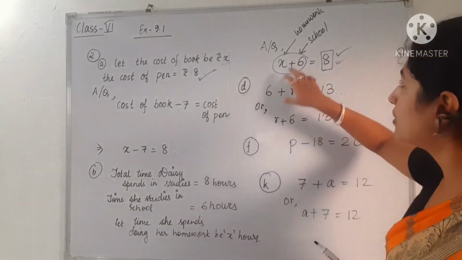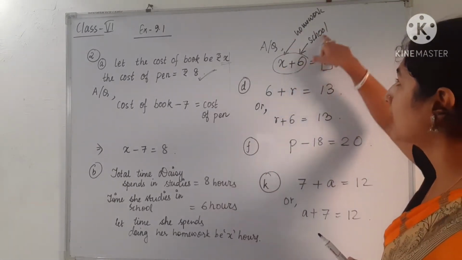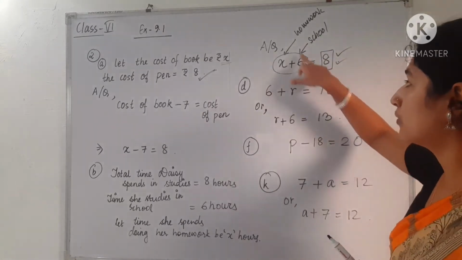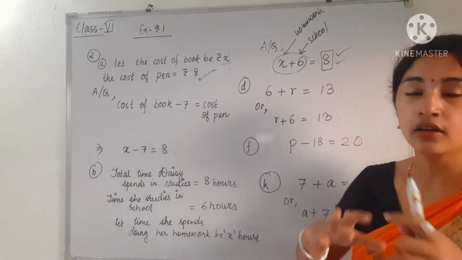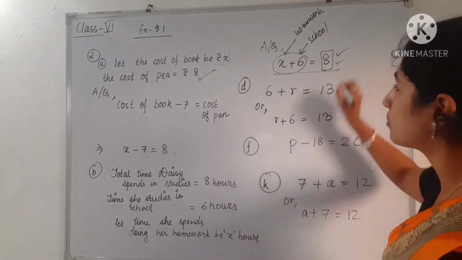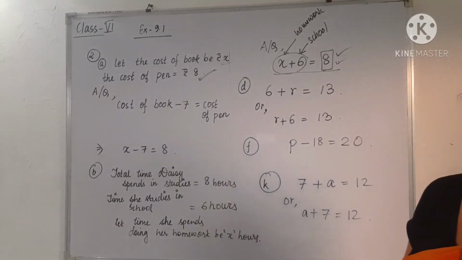So that means the time taken by her to do her homework plus the time she spends in school, after adding the two numbers, we should get the total time taken by her in her study. So that will be equal to 8. So this is the algebraic equation. No need to solve it further. Next, come to number D.